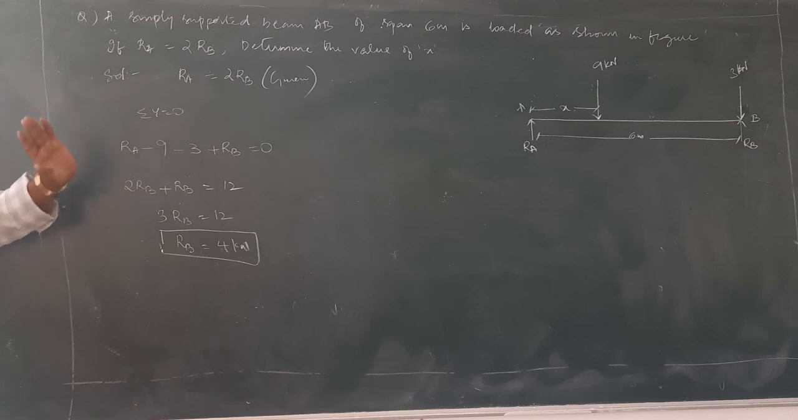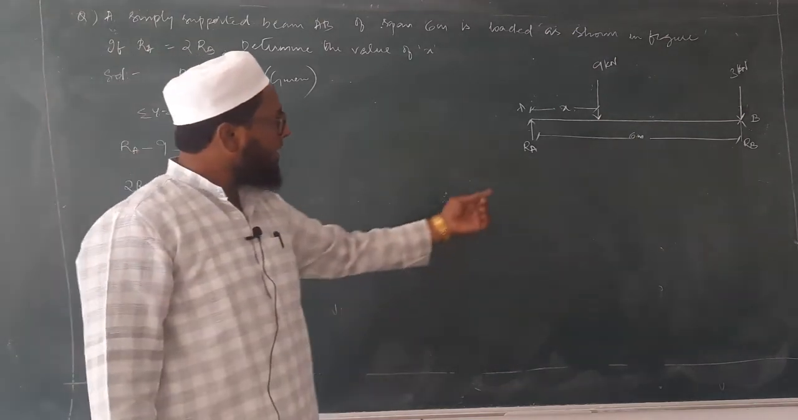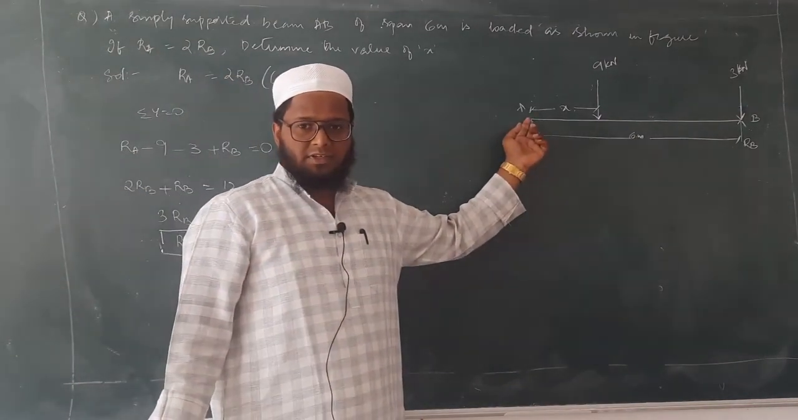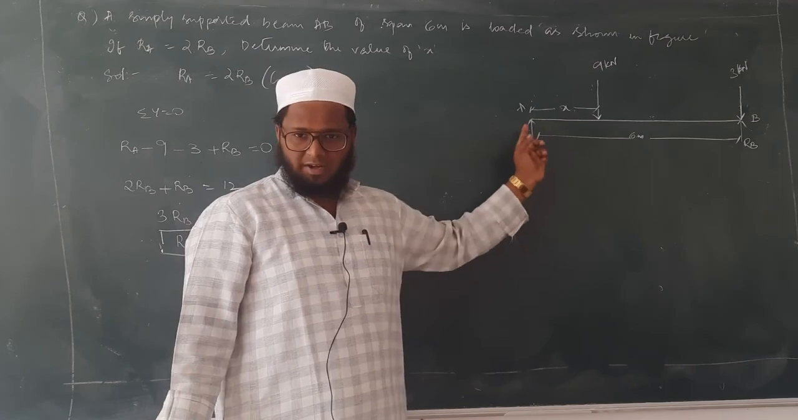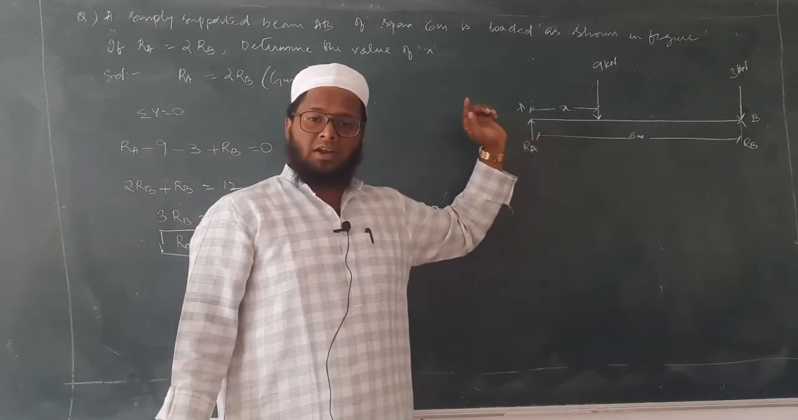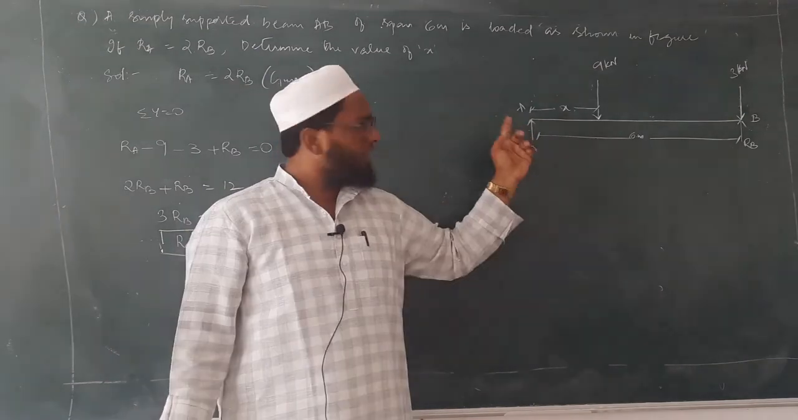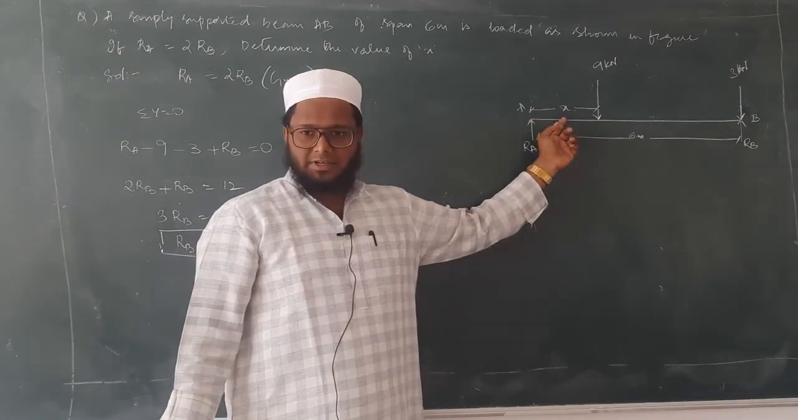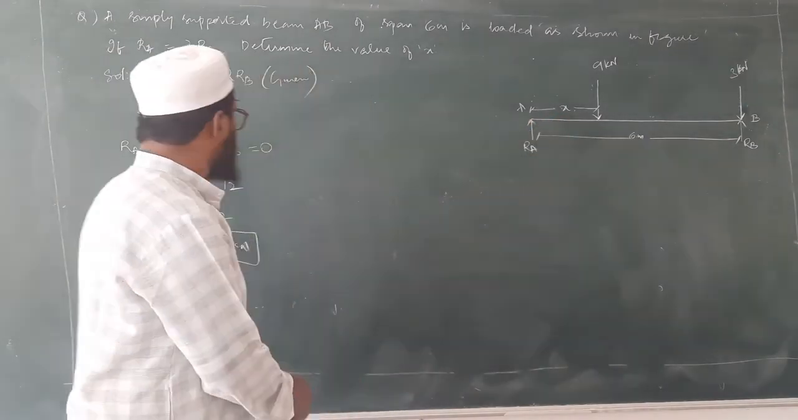Now we'll move to sigma M is equal to 0. Which point shall I calculate about? I'll calculate at point A. Why? Because I don't know the value of RA. So I'll calculate moment at A, so that this term will become 0. One unknown will be there, that is x, which we can calculate.